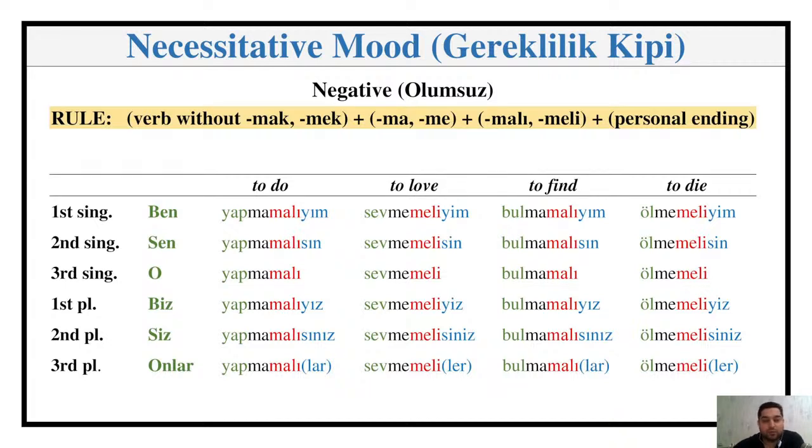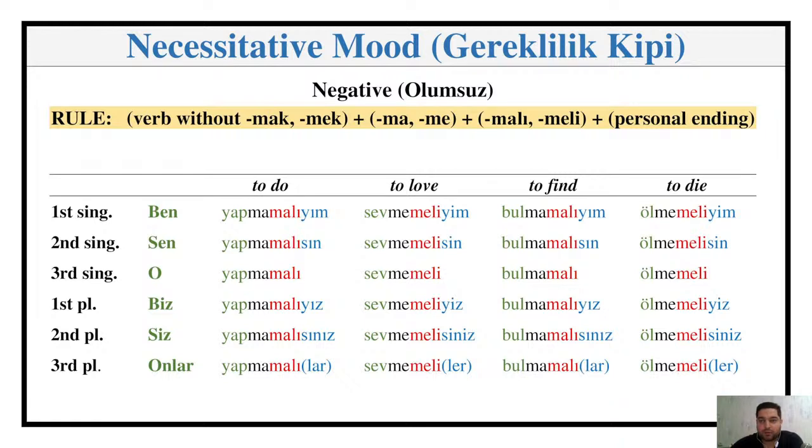And the third person plural: onlar yapmamalılar, sevmemeliler, bulmamalılar, and ölmemeliler. So this is the negative form of the necessitative mood in the Turkish language. The next is, of course, interrogative, how we ask a question, right? So let me open that file too.